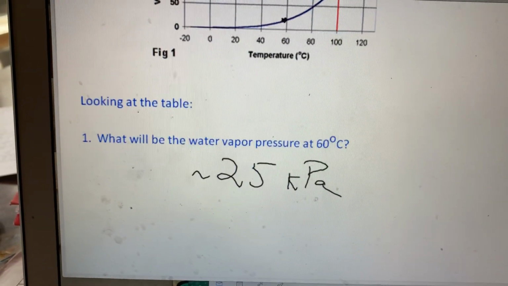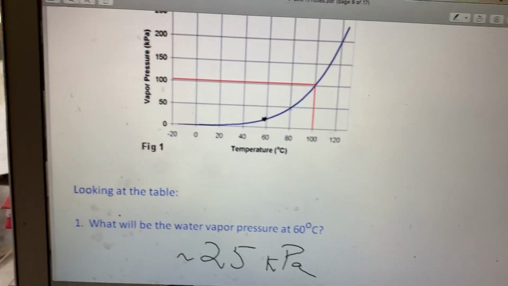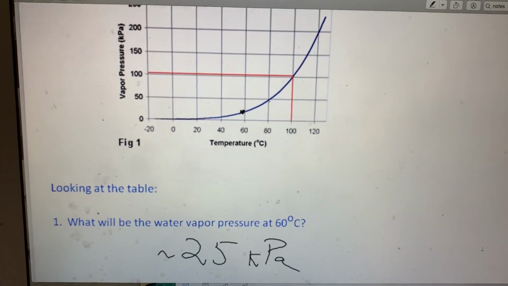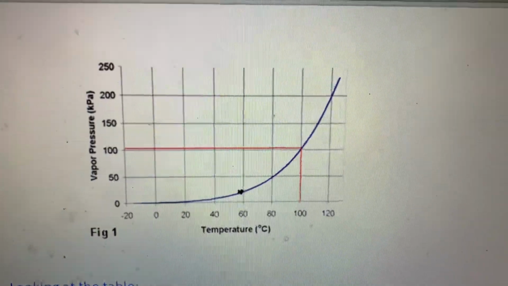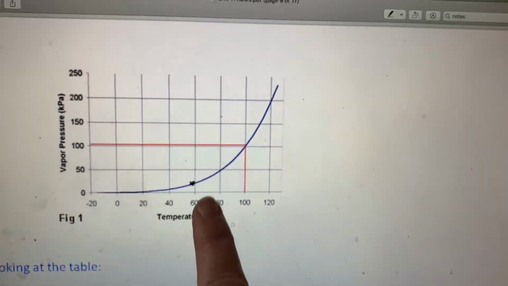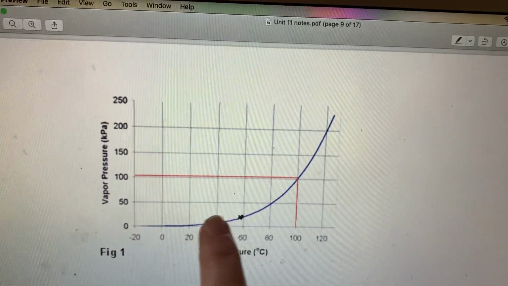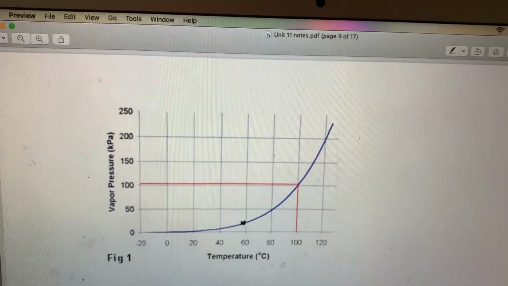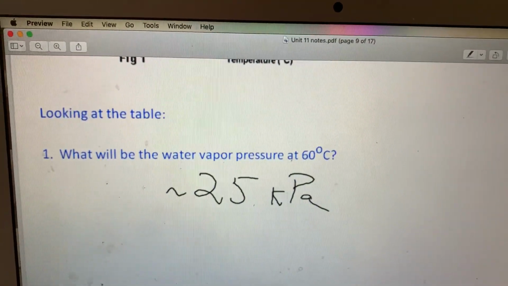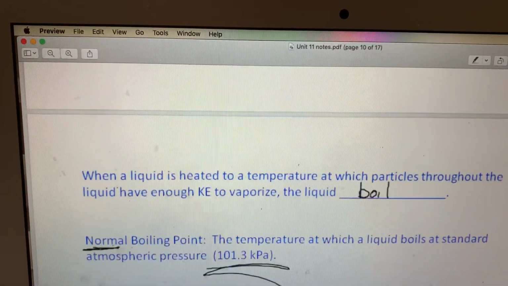Okay, so all right, before we talk more about boiling, let's just look at this. What will the water vapor pressure be at 60? So all you do is you go to 60 degrees, okay? You go up to see where the line hits, and then you go over and see what that pressure is. And obviously we're just estimating, and it's about 25 kilopascals.